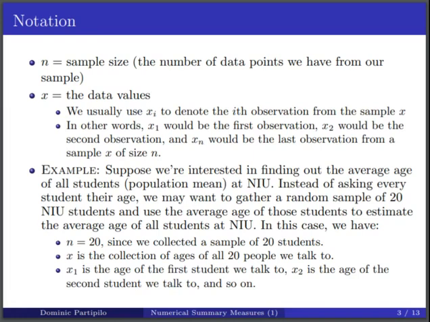So what do we have in this case? In this case, we have n equals 20. That's our sample size since we collected a sample of 20 students. And then the sample itself, x, is the collection of ages of all 20 people we talked to. And so x1 is going to be the age of the first student we talked to, x2 is going to be the age of the second student we talked to, and so on.